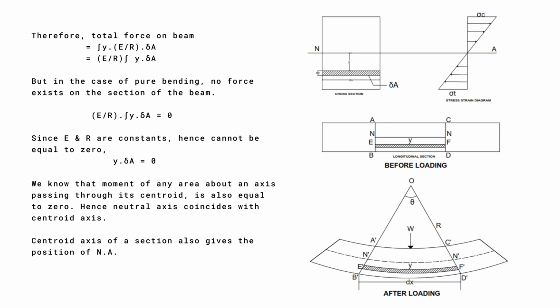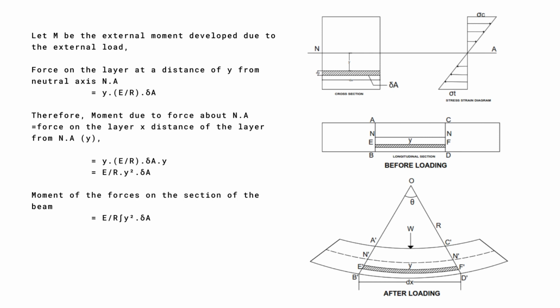Since E and R are constants and cannot be equal to 0, that implies integral of y multiplied by delta A equals 0. We know that the moment of any area about an axis passing through its centroid is also equal to 0. Hence the neutral axis coincides with the centroid axis. The centroid axis of a section also gives the position of the neutral axis.